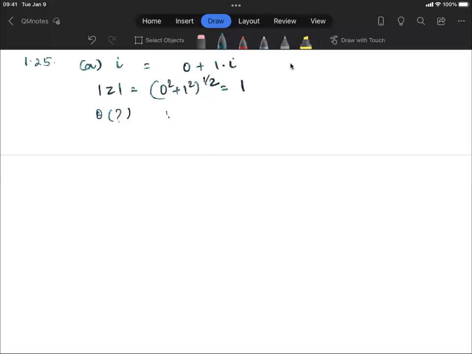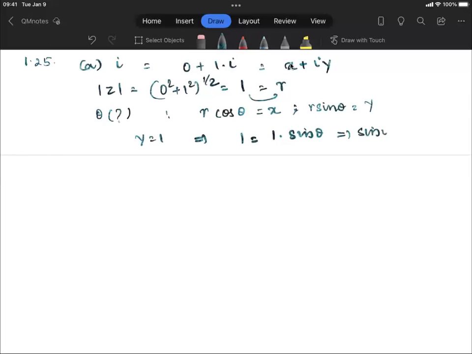We know that r cos theta is equal to x and r sin theta is equal to y. In this case, our y is equal to 1. You can think of it as x plus iy, where y is 1. That implies 1 equals r, which is also 1, times sin theta. So sin theta equals 1, which implies theta is 90 degrees. So that's the phase.